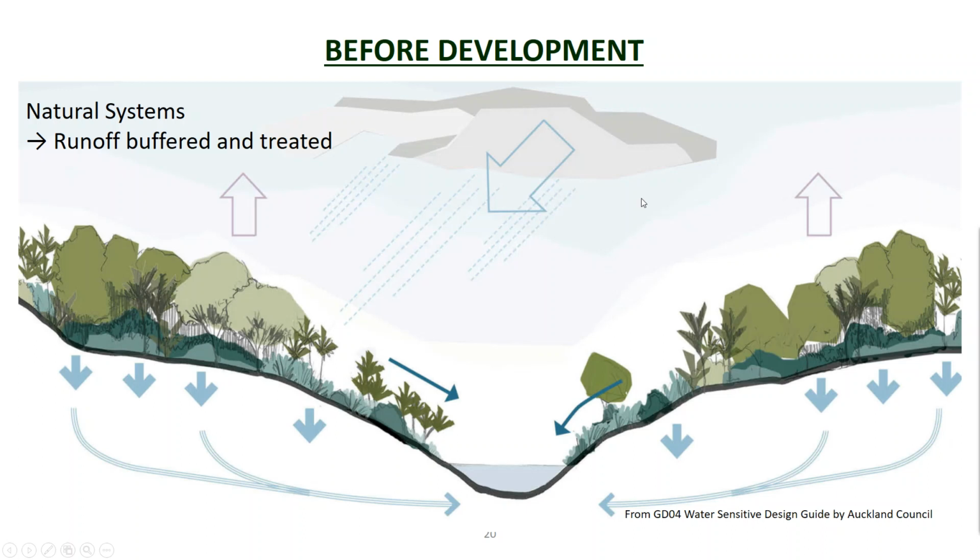So let's just look at things before development. So here's a nice bush laden hillside. The rain falls down on the hills. The trees buffer the rain, and the vegetation holds the soil together. Depending on the type of soil, a certain amount infiltrates into the ground and becomes groundwater, which eventually flows to the local water bodies.